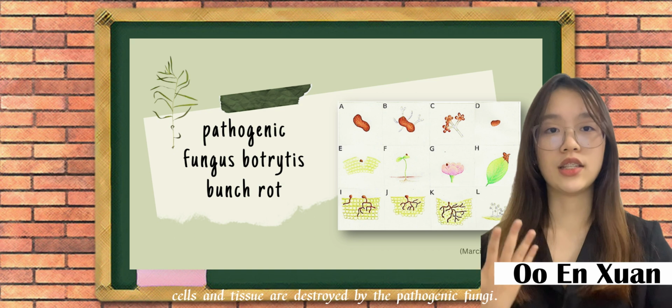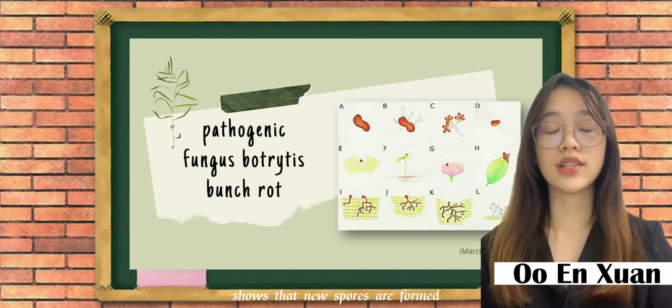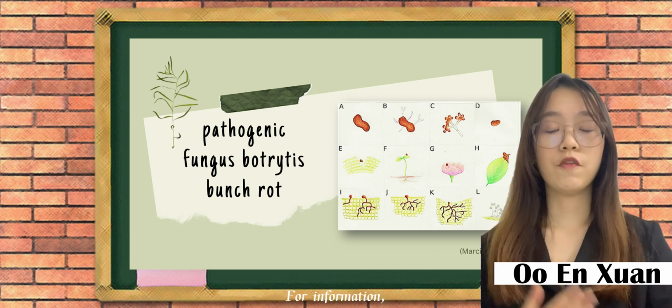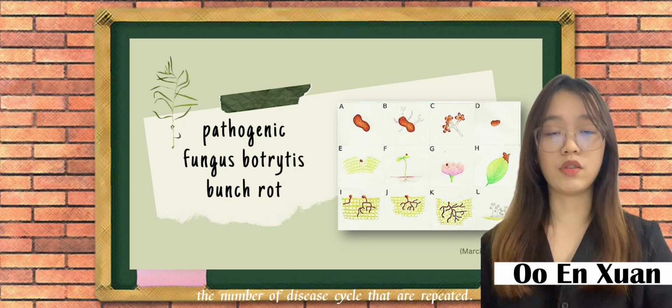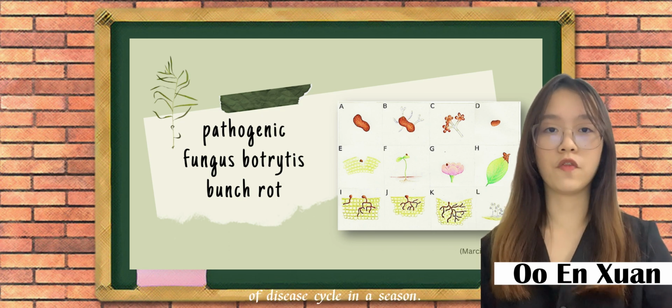The plant cells and tissue are destroyed by the pathogenic fungi. Lastly, L shows that new spores are formed when the fungi absorb sufficient nutrients, and this cycle will then be repeated. For information, weather greatly affects the number of disease cycles that are repeated. This indicates why pathogenic fungi undergo different numbers of disease cycles in a season.